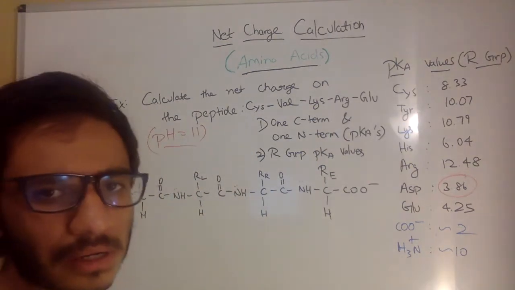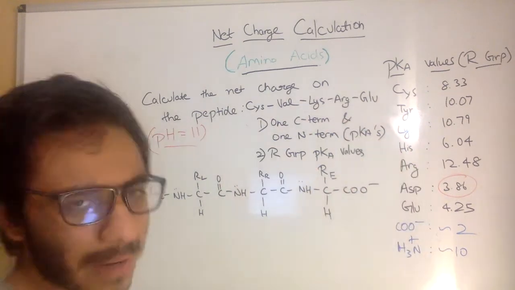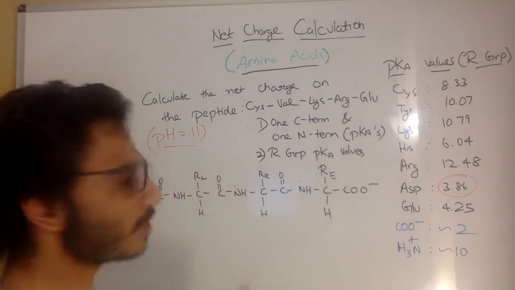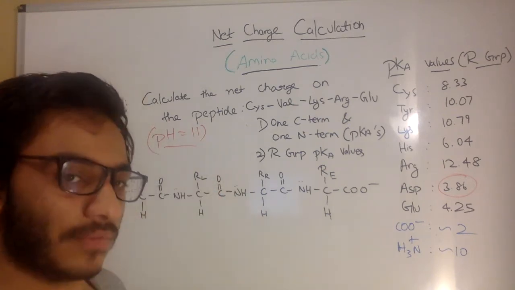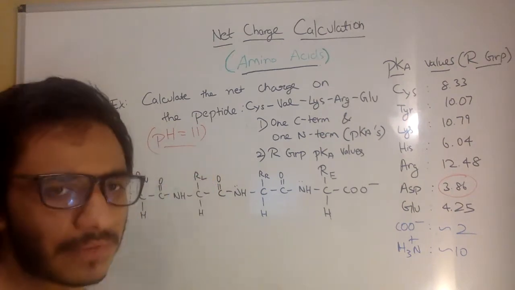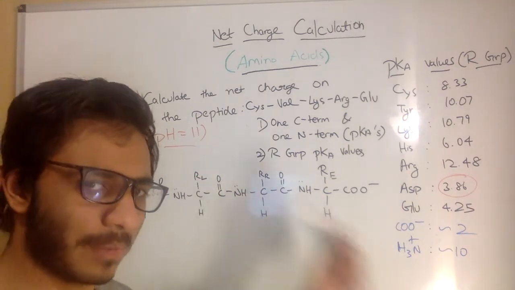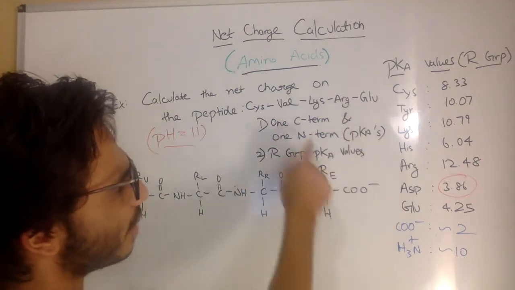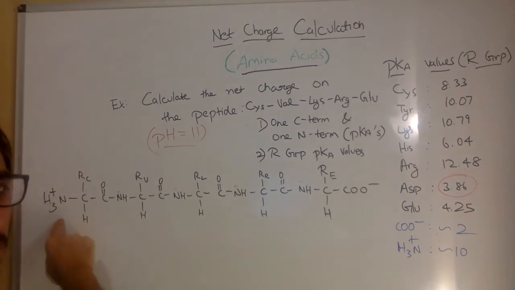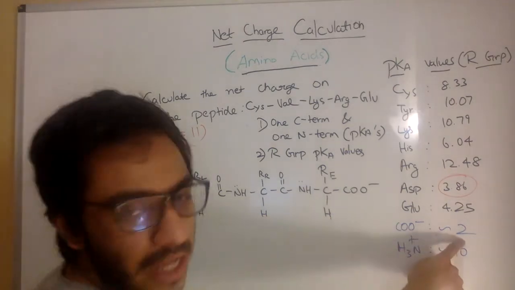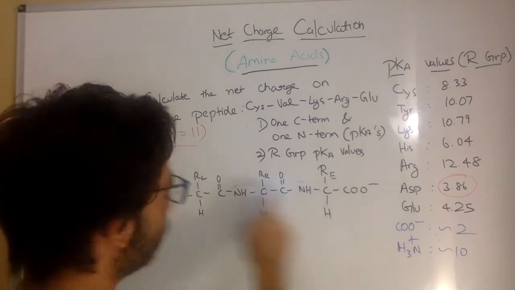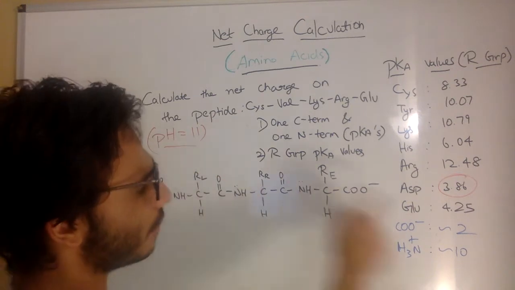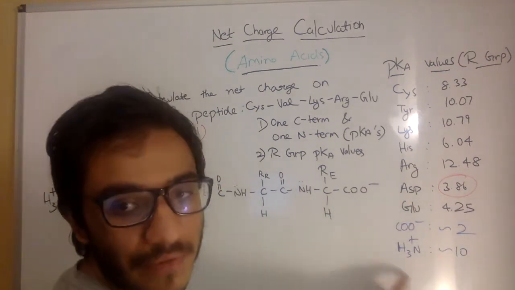So let's go ahead and calculate the net charge on this pentapeptide. And here we are given a basic environment, right? We are given a pH that's well over the physiological pH of 7.4, a pH of 11. So we know that we are dealing with a basic environment. So according to the first point, let's first tackle the C terminus and N terminus. We know that for the C terminus, our pKa value is 2, and for the N terminus, it's 10, right? So we know that a pH of 11 is higher than both of their pKa values of 2 and 10.